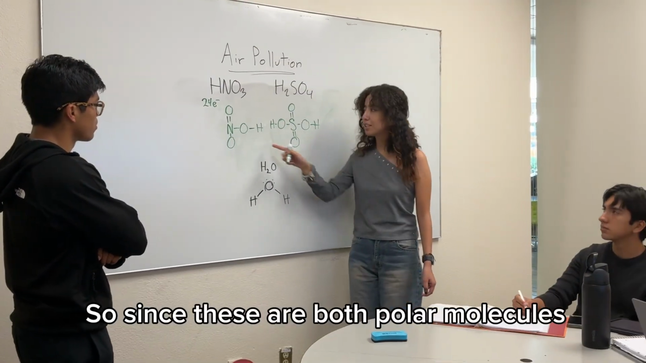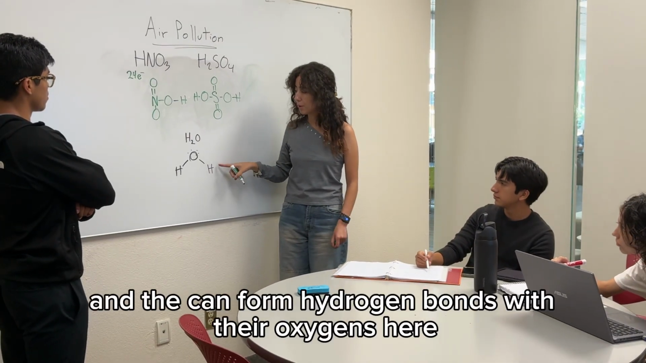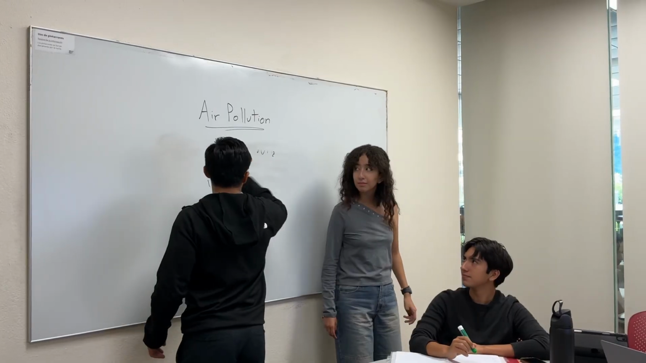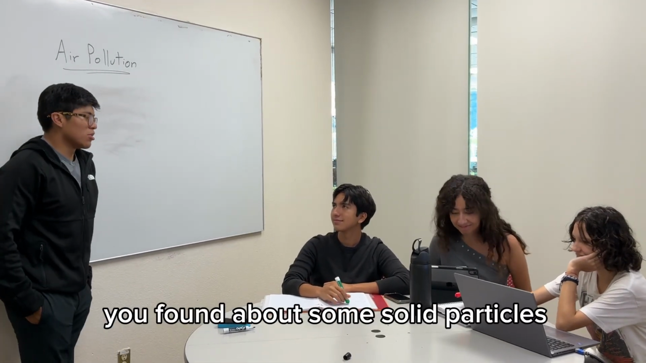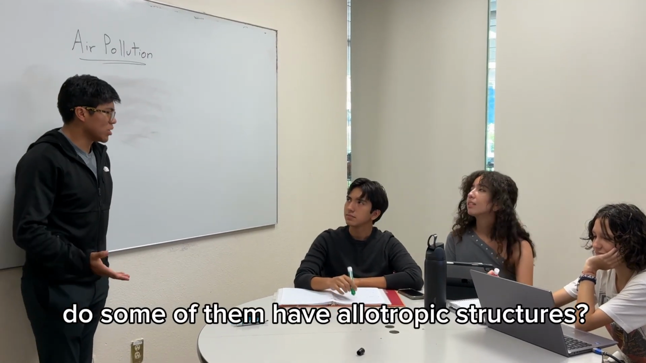Since these are both polar molecules, they can interact with water as it's polar too, and they can form hydrogen bonds with their oxygens, so they can interact with each other. Great job, Milena. Okay, you found some solid particles, but what crystalline structure do they have? Do some of them have allotropic structures?